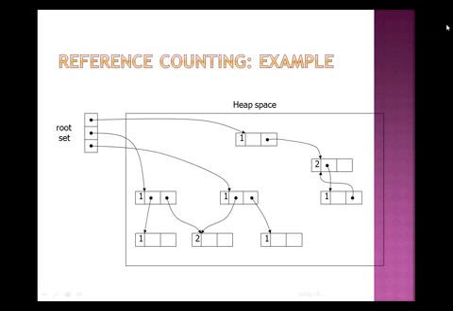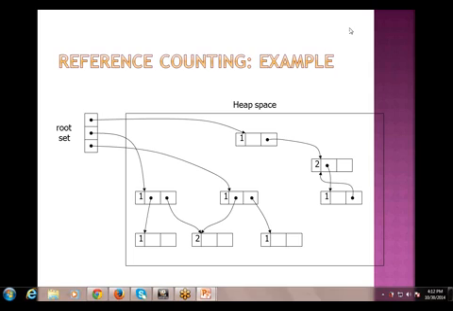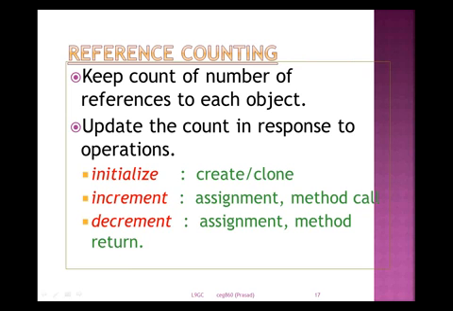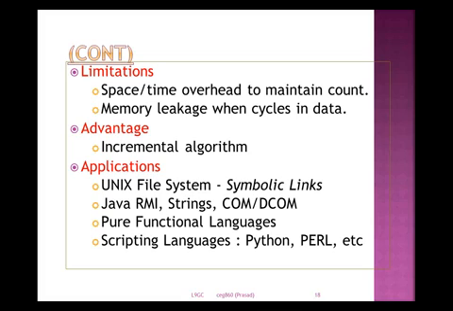Then we also studied an example of reference counting, that is, how it is used in a computer system. This is the example. These are the nodes, these are the memory, there is a root, there is a root set, this is a root, there are various heap spaces, this is one of the heap spaces, next, next, next. Then the next point says it keeps a count of the number of references to each object. As I told you, it keeps the count of the number of references to each object.